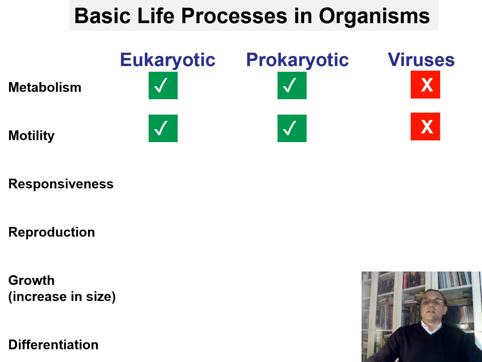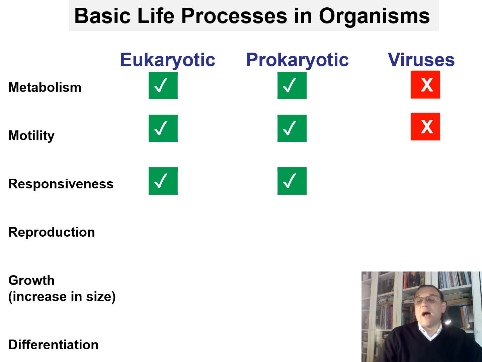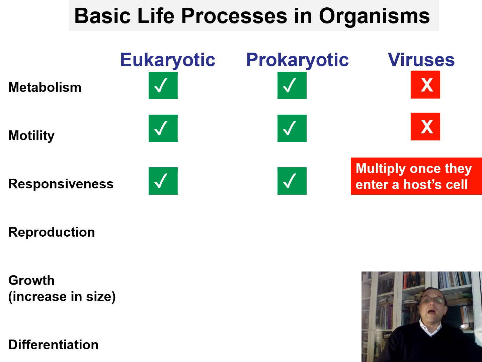Therefore, they rely on Brownian movement, random collision of molecules around them. As you perhaps know, molecules around you are in constant motion. So when they bump into the virus, they move it. And this is how viruses move around. Do eukaryotic and prokaryotic cells respond to environmental stimuli? Yes, both eukaryotic and prokaryotic cells respond to environmental stimuli. Viruses have only one response. They multiply once they enter the host cell.